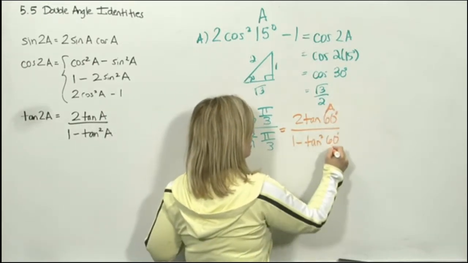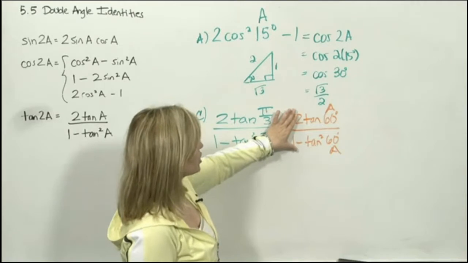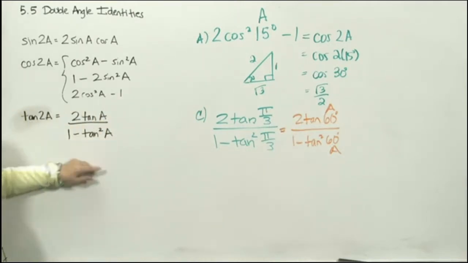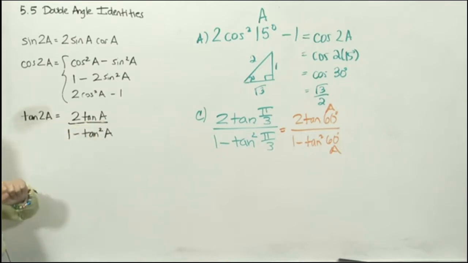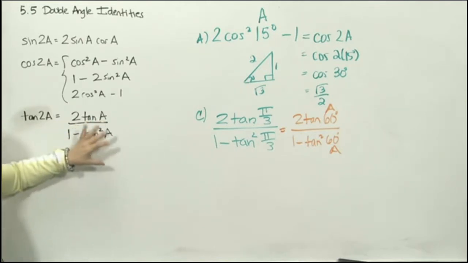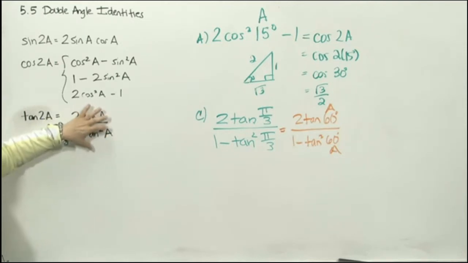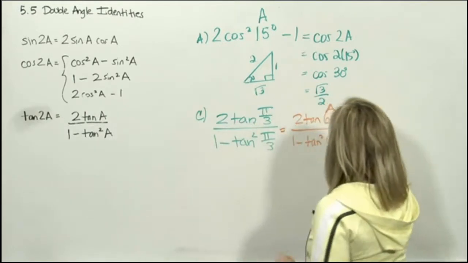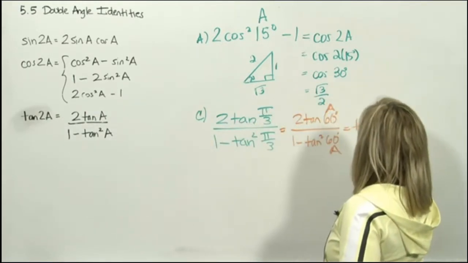So I'll call that the letter A. This expression right here matches the double angle for tangent. You have 2 tangent A in the numerator and 1 minus tangent squared A in the denominator. So I could replace this cumbersome fraction with this expression. This really equals the tangent of 2A.